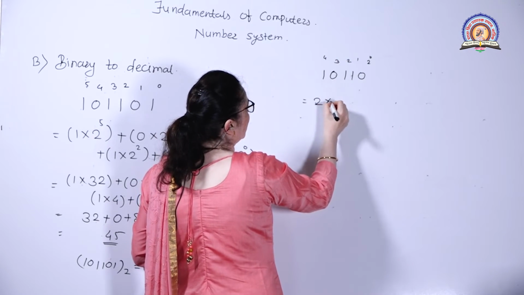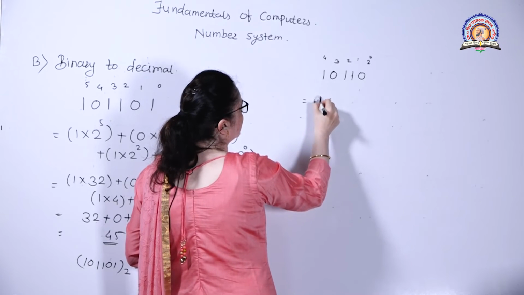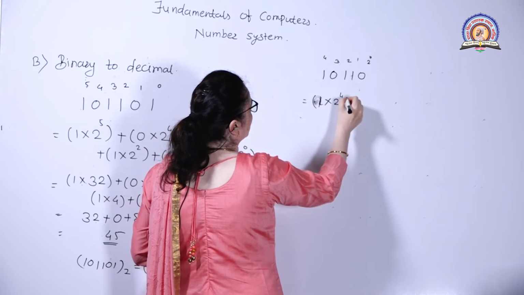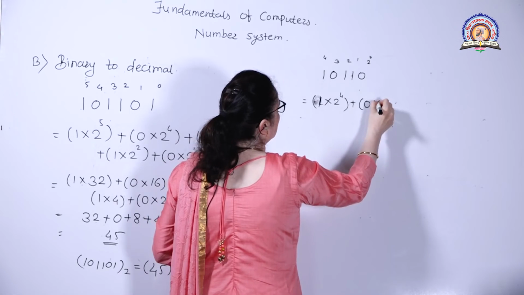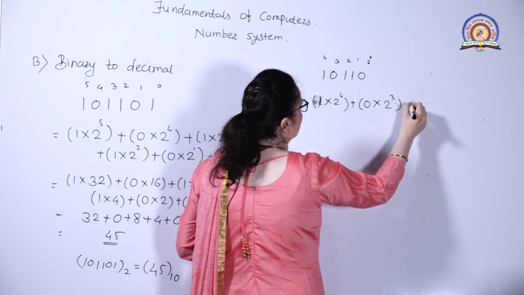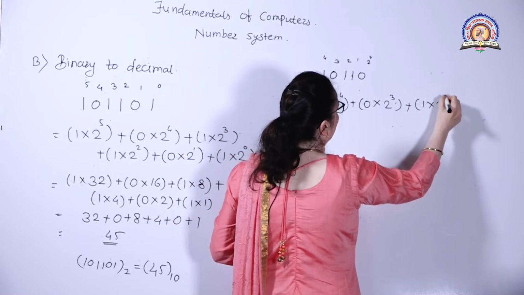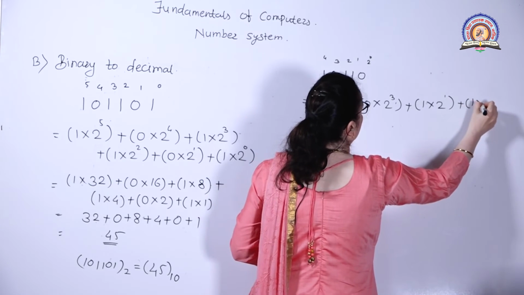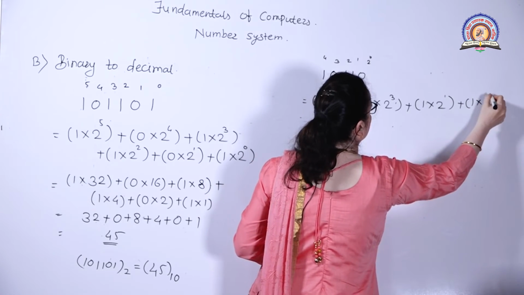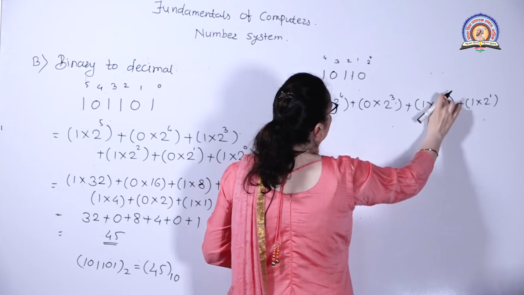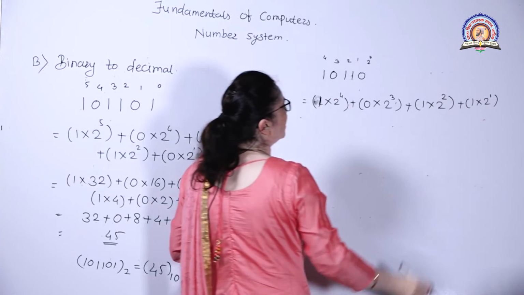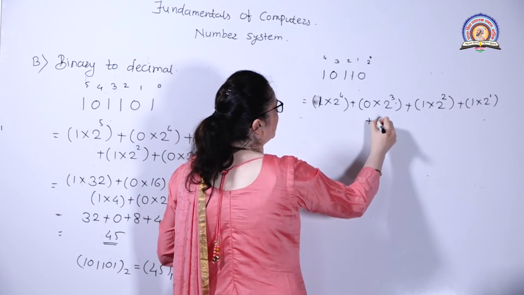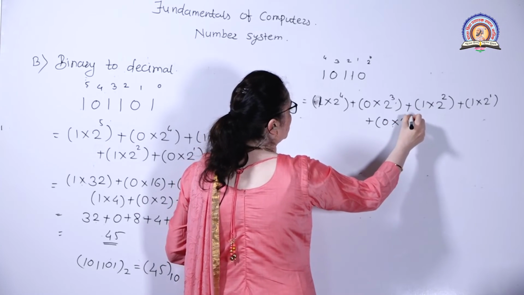So 1 multiplied by 2 raised to 4, plus 0 multiplied by 2 raised to 3, plus 1 multiplied by 2 raised to 2, then 1 multiplied by 2 raised to 1, plus 0 multiplied by 2 raised to 0.